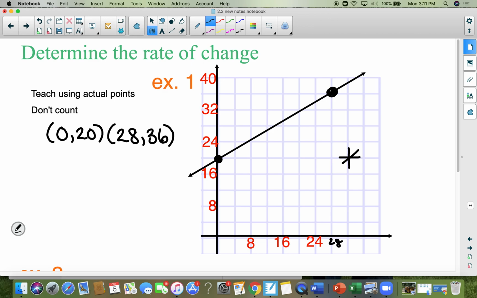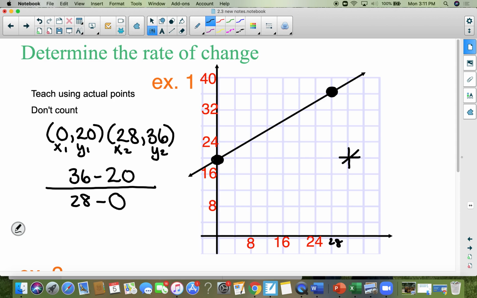So the first thing I did was I found 2 points that crisscrossed over the corners. And now I'm just going to do x1, y1, x2, y2. y2 minus y1 divided by x2 minus x1. 36 take away 20 is 16. 28 take away 0 is 28.